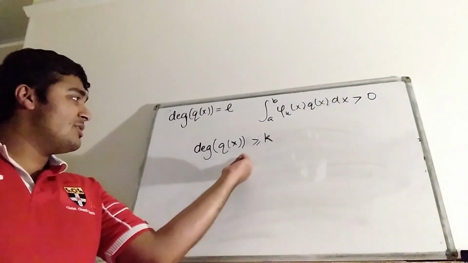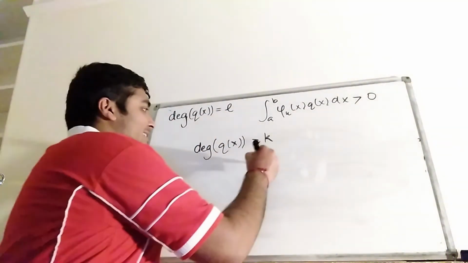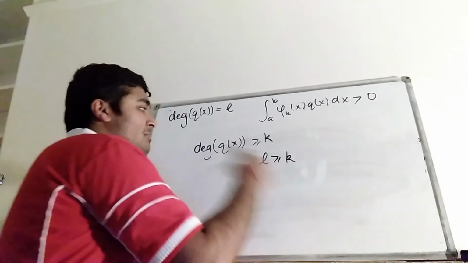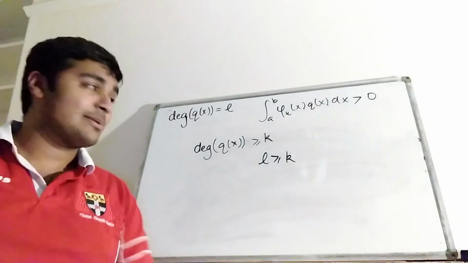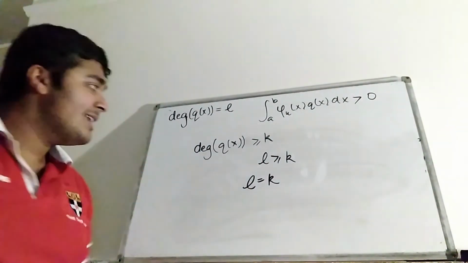Okay, so we get the degree of q of x is bigger than or equal to k, but remember the degree of q of x is just L, so we can conclude that L is bigger than or equal to k. But remember before we had that L is less than or equal to k, so combining these two results we get that L is equal to k.